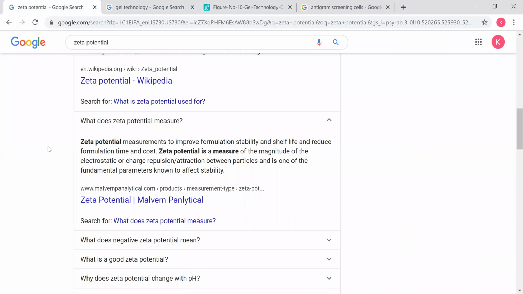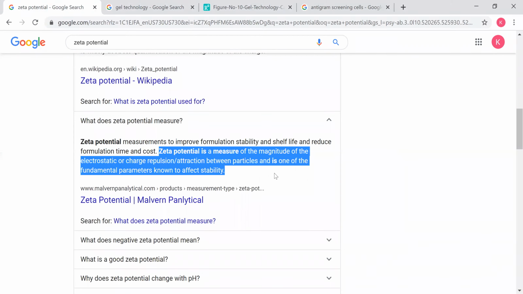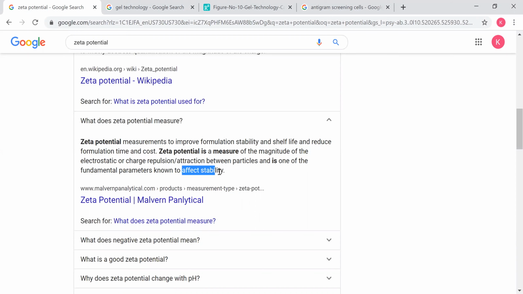This is my favorite Googled information about zeta potential. Zeta potential measurements improve the formulation stability and shelf life, and reduce formulation time and cost. The zeta potential is a measure of the magnitude of the electrostatic or charge repulsion and attraction between particles, and is one of the fundamental parameters known to affect stability. So what does all that mean? It affects the stability. Let me get back to our Word document here.